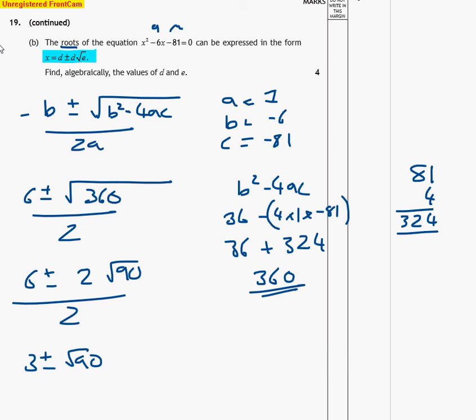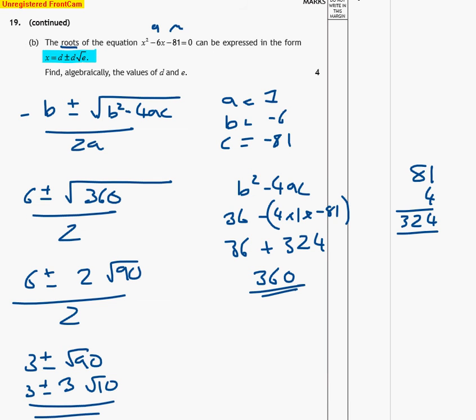But it's got d, d, e, so it wants it to be d plus or minus d, then e. So actually I need to have a 3 in there. So again, I've got 90. How can I try and get a 3 in front? Well, root what gives us 3? Root 9. So I say 3 plus or minus root 9, root 10, because 9 times 10 gives us 90. That would become a 3. 3 plus or minus 3 root 10. Okay, done.